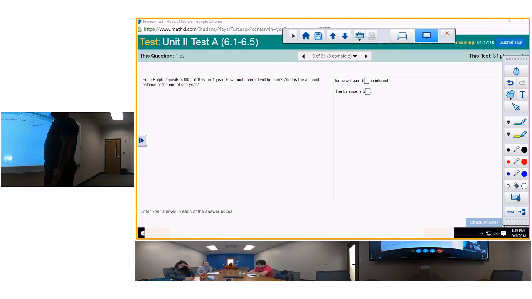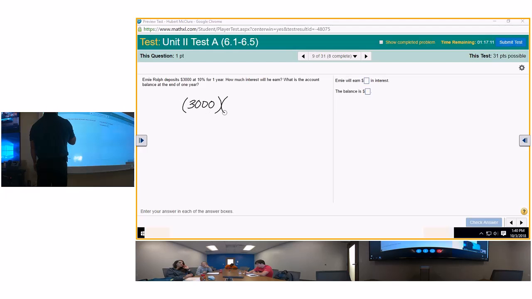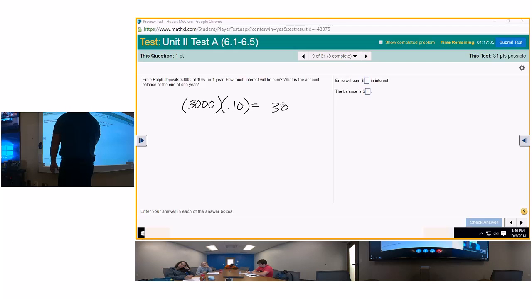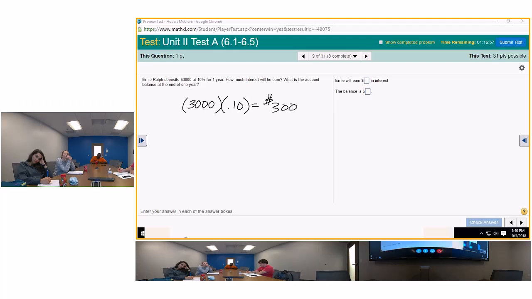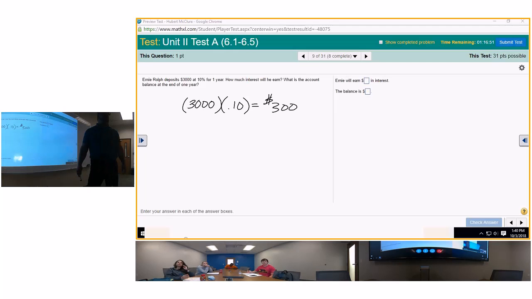That's what I'm assuming. So 3,000 times what? 0.10. You don't need a calculator. What is it? 300. Okay, that's simple interest. It is simple interest because I did this last night. So 300 is all they're wanting, and the balance at the end of the year would be $3,300.